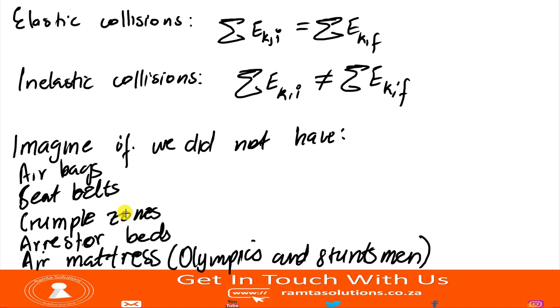So we have to ask ourselves why in the Olympics, I think it's high jump, and whatever other jumps, why are they falling onto mattresses and not onto the ground? And stuntmen, why are they falling on air mattresses and nets, and not on the ground? We will answer those questions later.